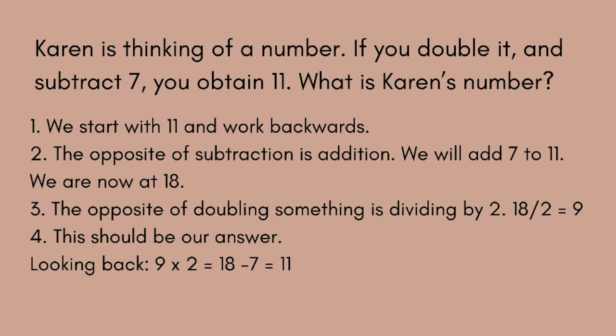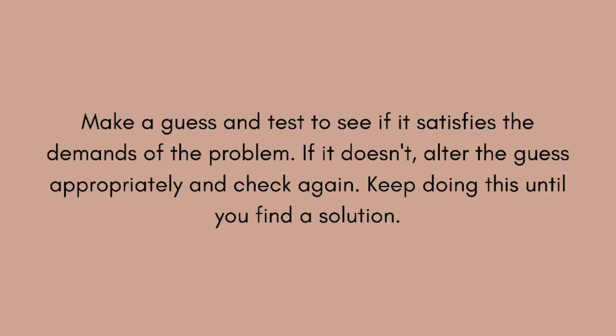So looking back, Karen's number, which is 9, is multiplied by 2. It equals 18. Then you subtract 7. The answer is 11. Now let's move on to another strategy, which is guess and test. Make a guess and test to see if it satisfies the demands of the problem. If it doesn't, alter the guess appropriately and check again. Keep doing this until you find a solution.